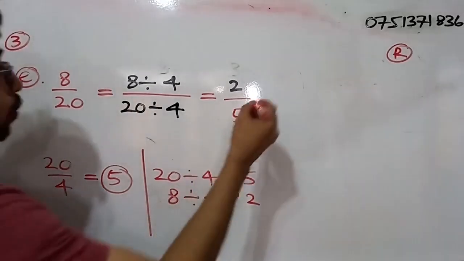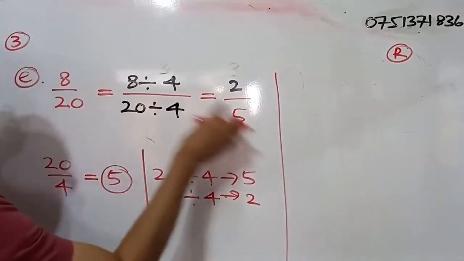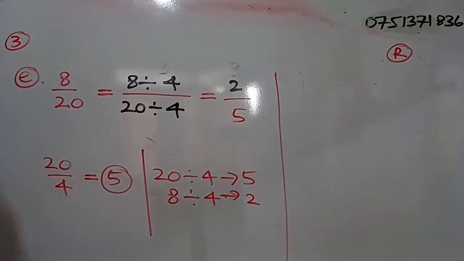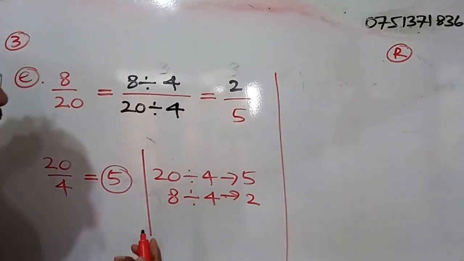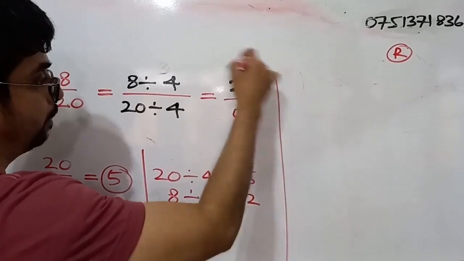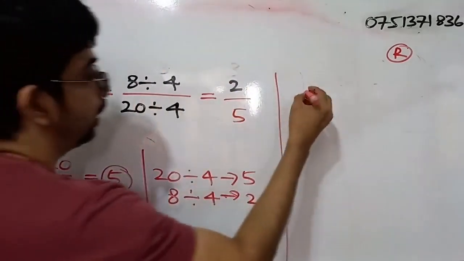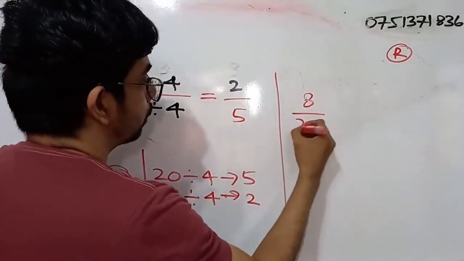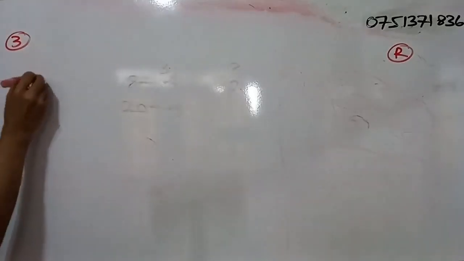So the thing that you need to remember, what are these fractions? Equivalent fractions, right? So when we talk about equivalent fractions, we will take this fraction, 8 by 20, the next part, so that will be f.